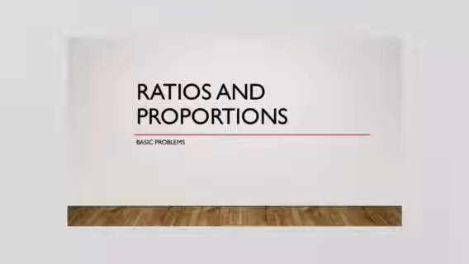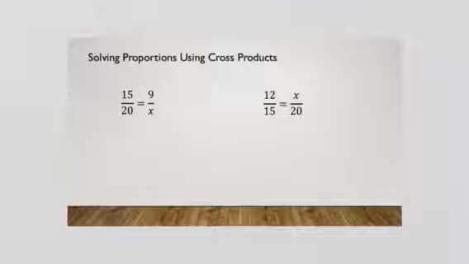Today we're going to be looking at ratios and proportions and just doing some basic word problems. To start with, we're going to solve proportions using cross products. Now when you were in 6th grade, you basically treated them like equivalent fractions. But if you look at these, it's a little harder to do that. It's not as simple as multiplying the numerator and the denominator by the same number. So what we're going to do is multiply cross products.